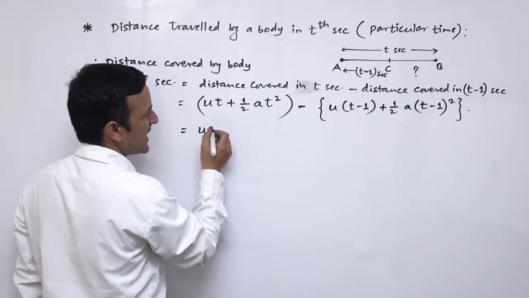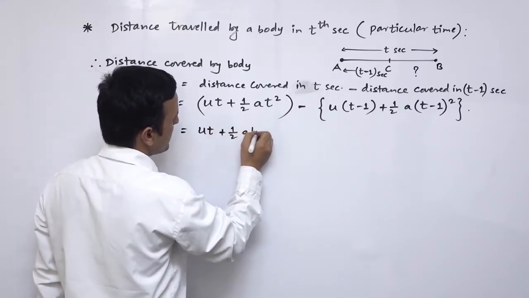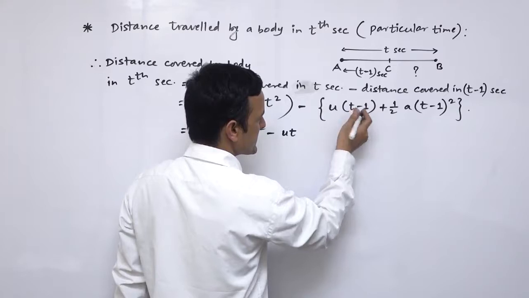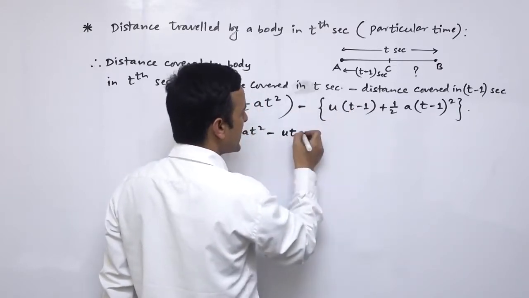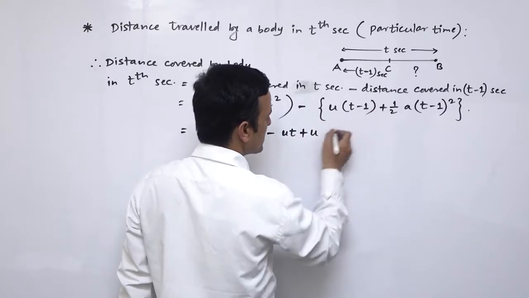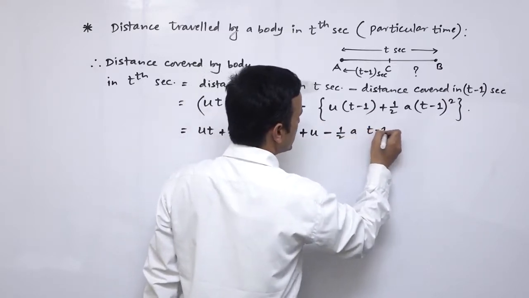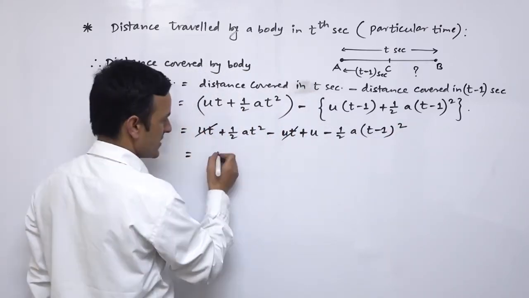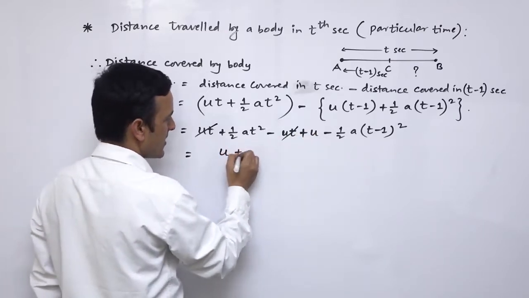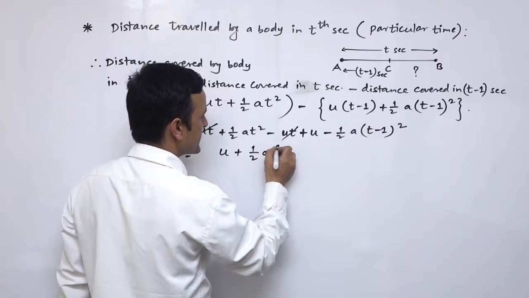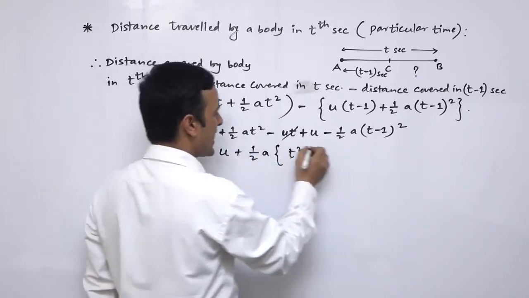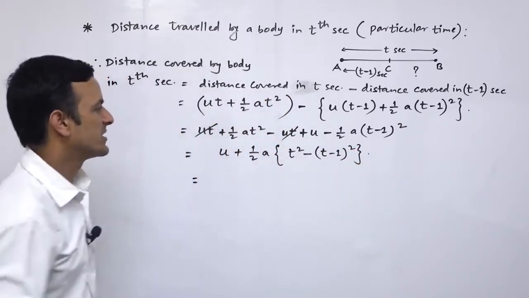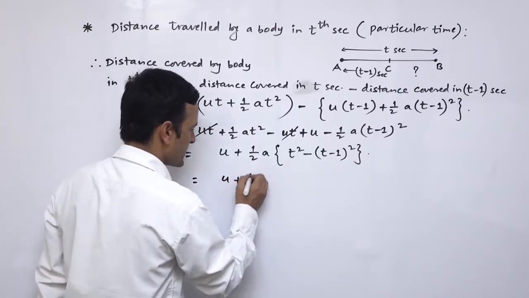So if you solve it, then we get ut plus half at square minus, so u into t means it is ut, minus minus it is minus u, and if you multiply the minus then plus u, and minus ra plus minus 1 upon 2 a (t minus 1) whole square. Now we can cancel this and this. So u is here and plus half a. Half a is common. So here is the t square and here is t minus 1 whole square. So this is the solving. And u plus 1 by 2a.